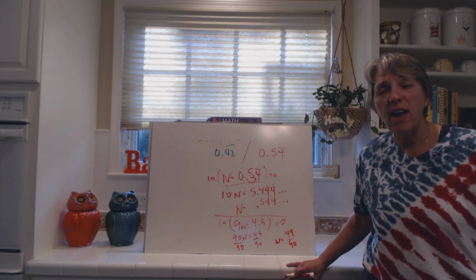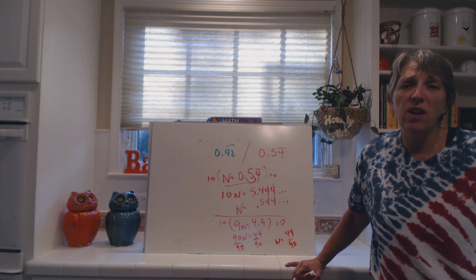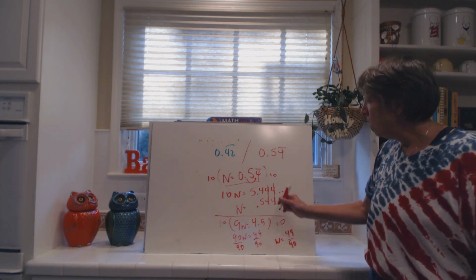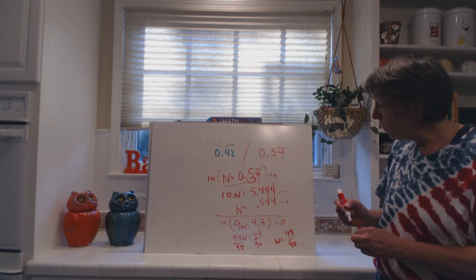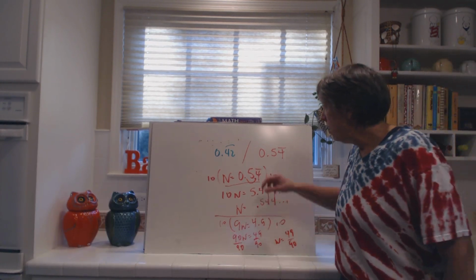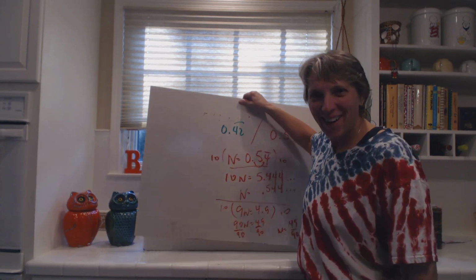We can't simplify that, but I guarantee you, if you take a calculator and you say 49 divided by 90, you're going to get 0.544444. Yeah, you will. I promise. You don't believe me? Try it. Okay? All right.